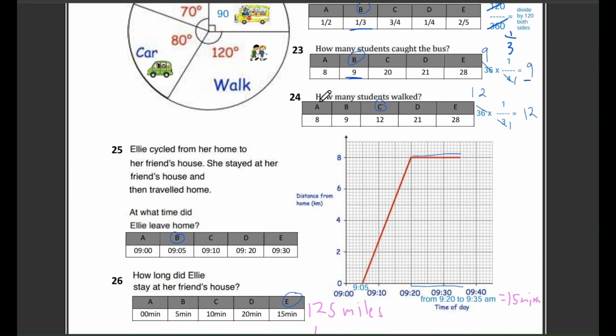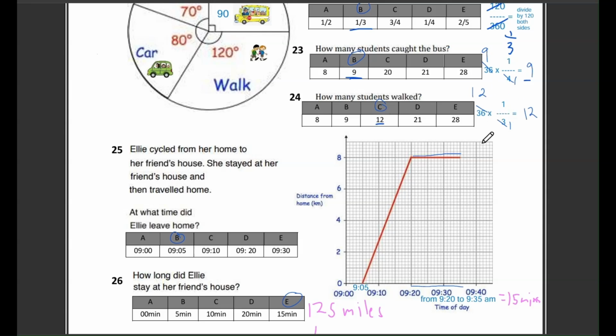Question 24. The next question asks, how many students walked if there are 36 students in total? Our options are A, 8, B, 9, C, 12, D, 21, and E, 28. The correct answer is C, which is 12.